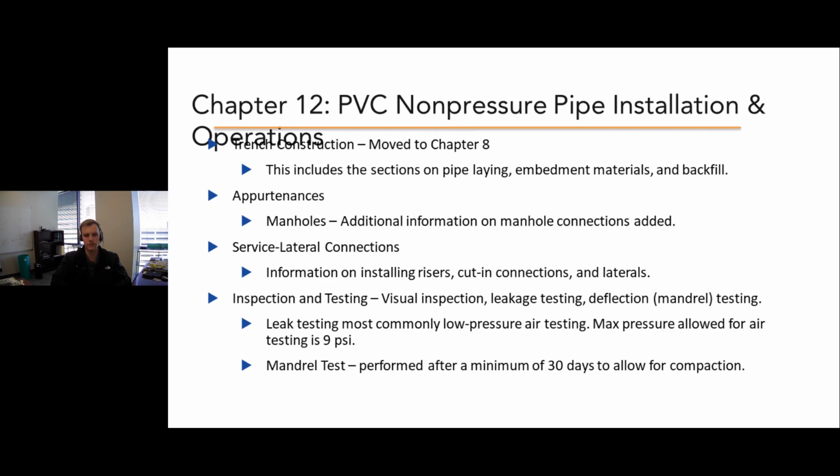Generally, there's a handful of different inspection and testing procedures for non-pressure pipes, such as visual inspection, camera inspection, leakage testing, and deflection testing. The most commonly used form of leak testing for non-pressure pipe is low-pressure air testing, and I do want to stress that. This hasn't changed between editions, but the max pressure allowed for air testing is 9 psi. That's because air is a compressible fluid, so you can get a lot more instantaneous force out of lower pressures when pressurizing with air, which is more of a safety concern than anything else.